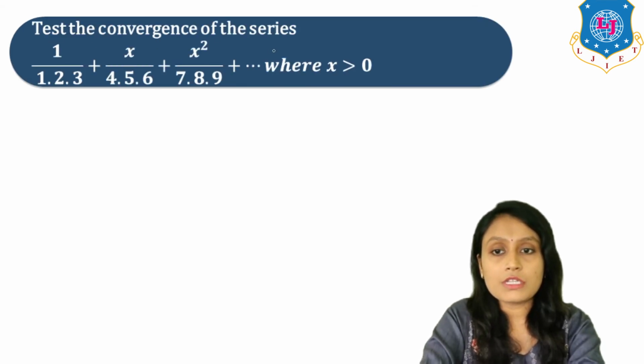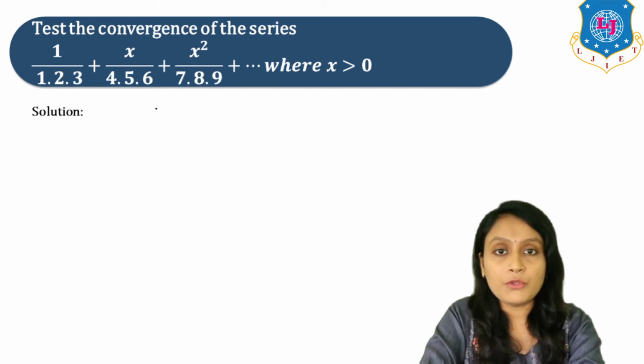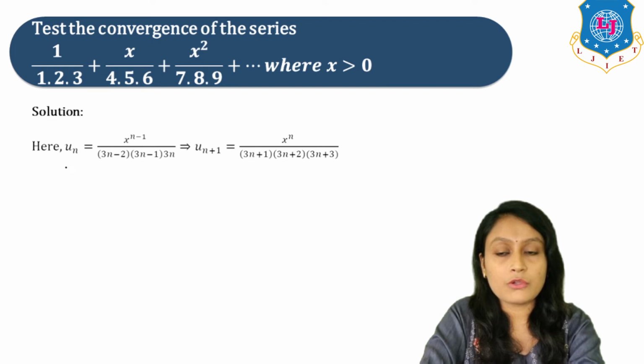Test the convergence of the series 1 upon 1 into 2 into 3 plus x upon 4 into 5 into 6 plus x square upon 7 into 8 into 9 plus and so on, where x is greater than 0. Whenever we are solving any example of the power series, we will solve it either by the ratio test or the root test, according to the condition of un. So let's begin with the solution.